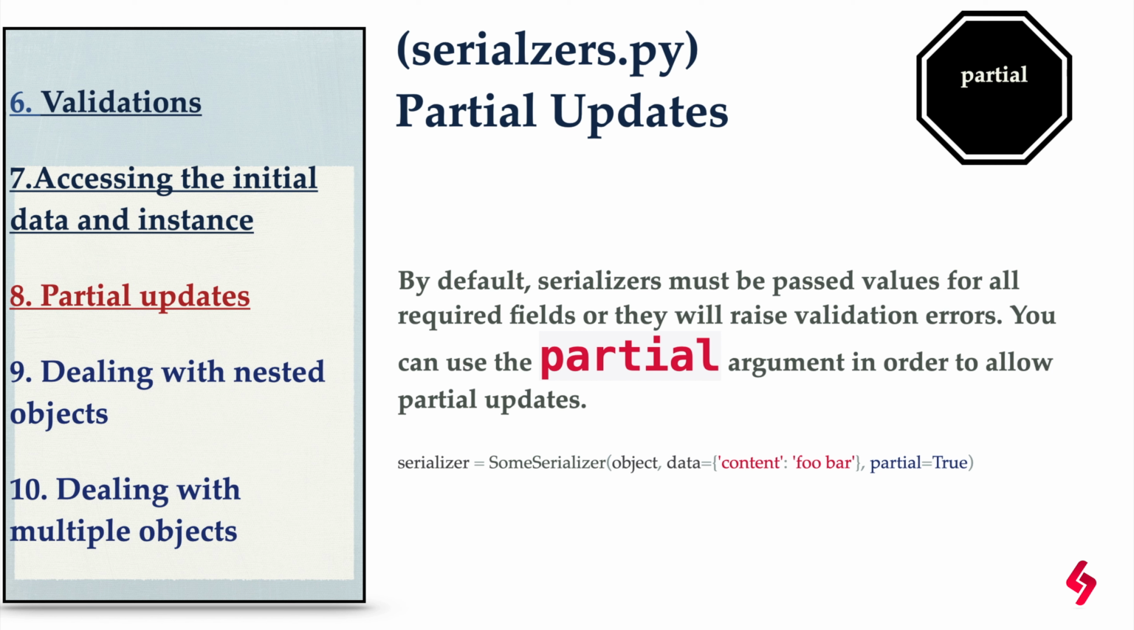Still, if we want to pass that information, then we have to use the partial argument in the serializer in order to allow partial updates. Just remember, this is a very important argument when you want to send data without filling the mandatory fields.